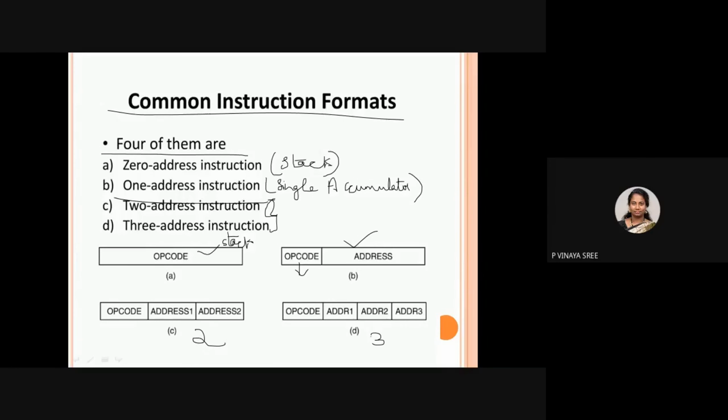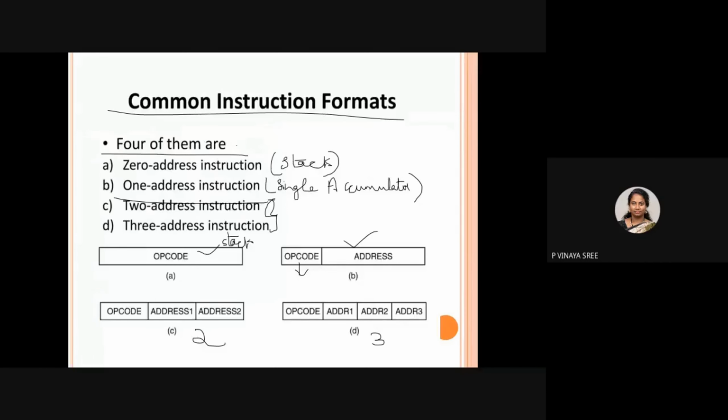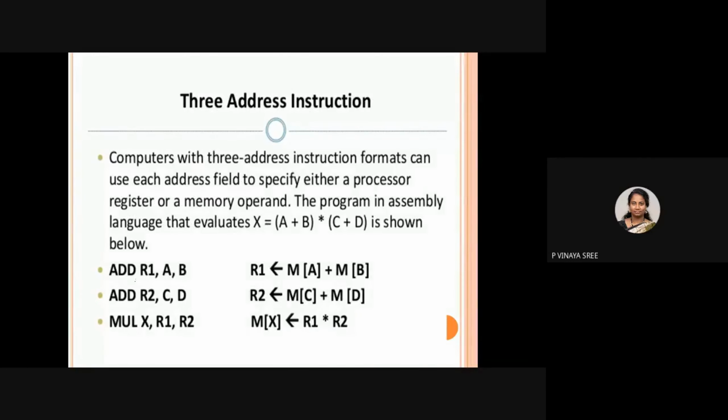Okay, so let me go for the three address instruction format. We have totally four types of instruction formats: zero address, one address, two address, three address. I'm starting with the three address instruction format, where we need to specify three addresses in the instruction format. Here the expression that I am considering is X equals A plus B into C plus D. Just a minute.